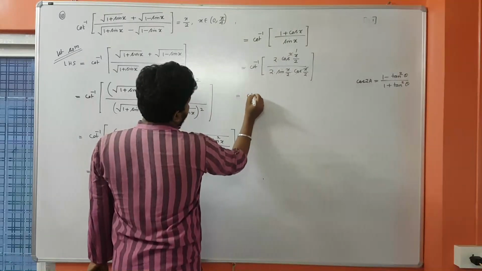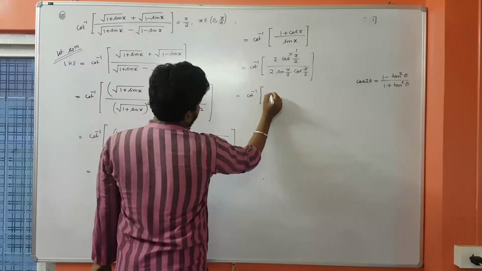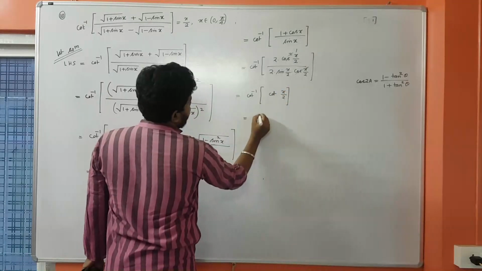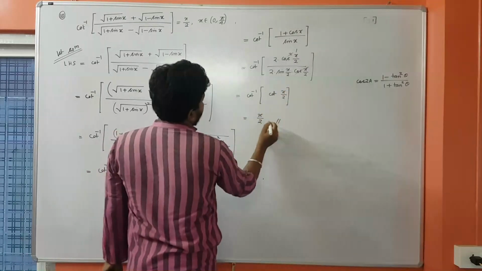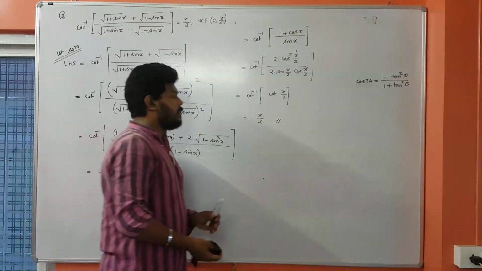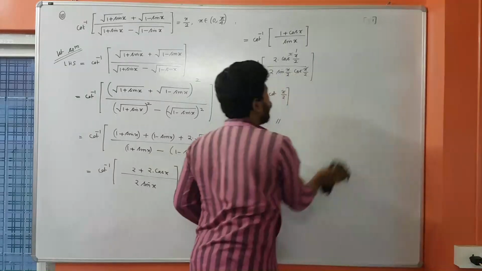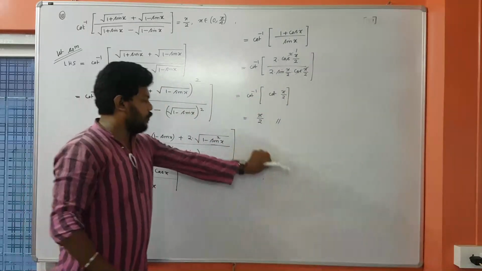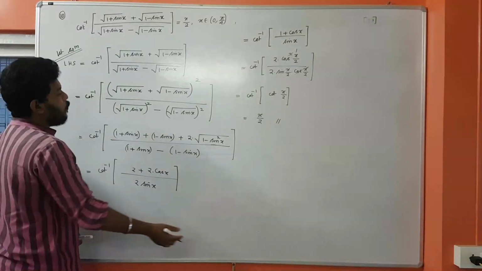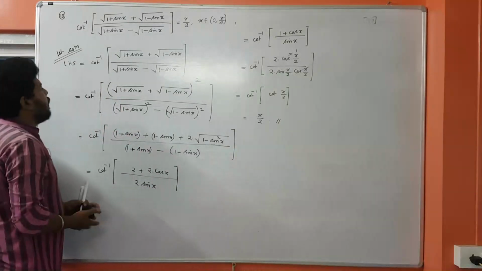This is cot inverse of, what is cos by sin? Cot x by 2. Hence your solution is x by 2. This is your solution. This is solution 1. Now solution 2.